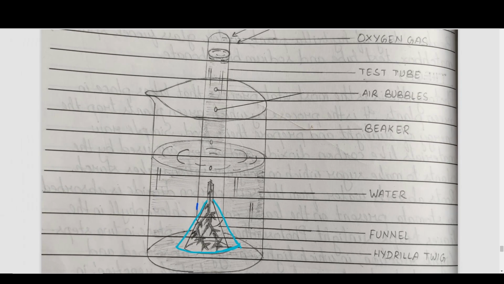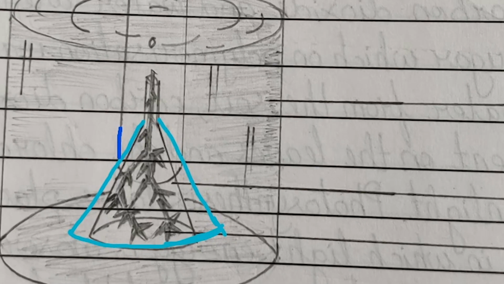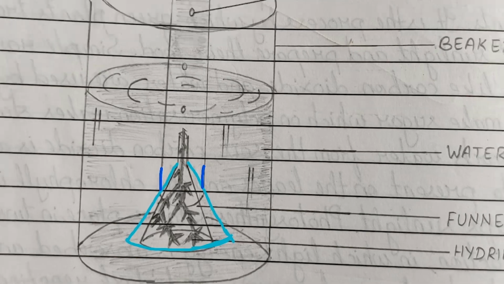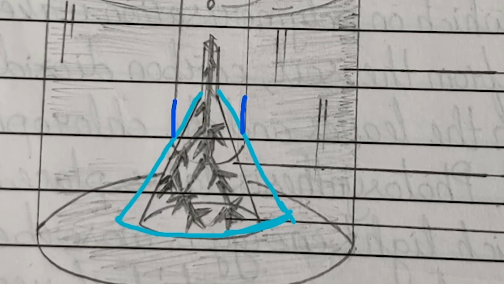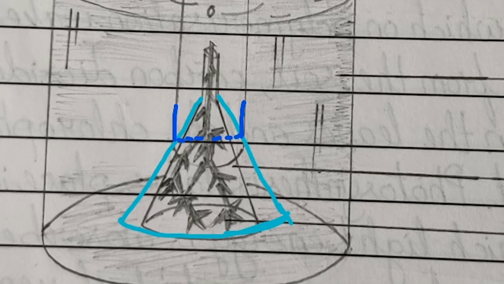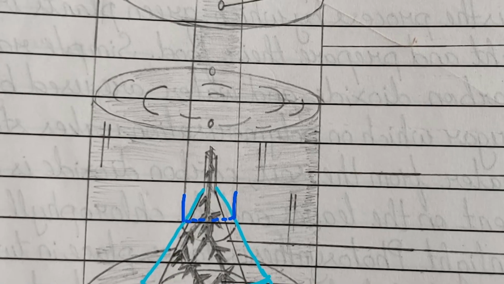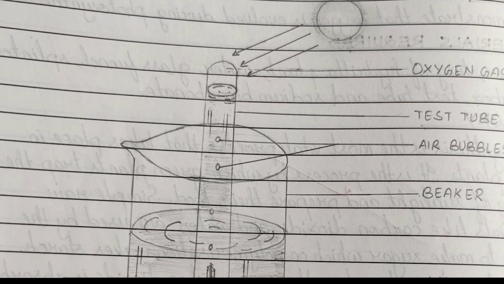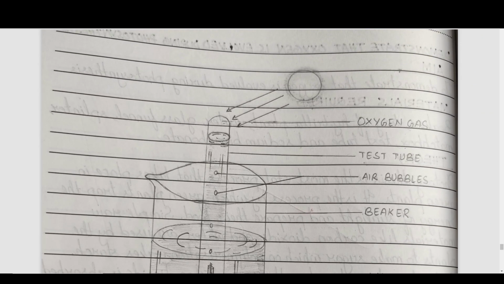And find here the test tube which rests upon the funnel, and the outline of the test tube must be faintly visible. Another thing, this is the sun, source of light, so label it as sun.